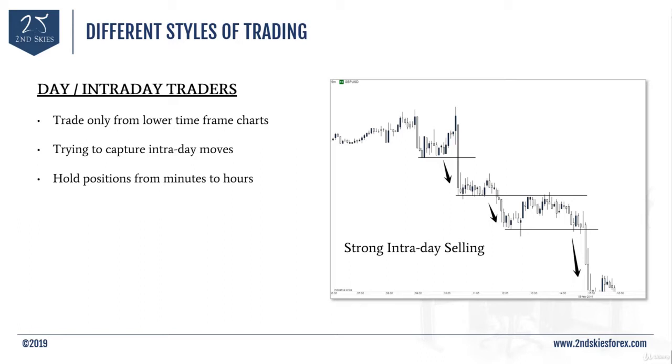People who tend to be less patient tend to gravitate towards this. If they have a short level of patience and don't really like to hold positions for long periods of time, these are the types of trading styles that people tend to gravitate towards. And so you're going to be holding positions for minutes or hours. Generally, you are not holding positions overnight.